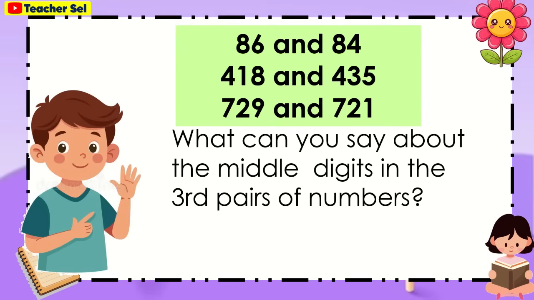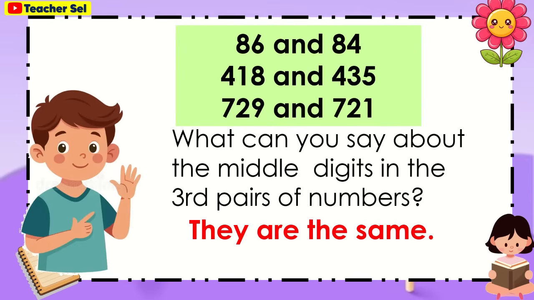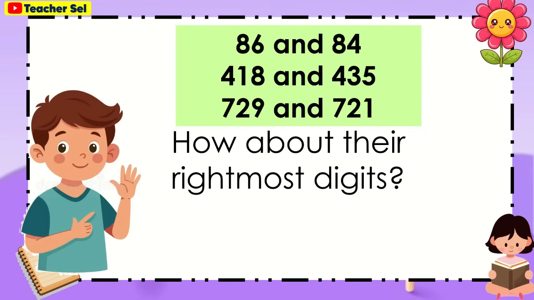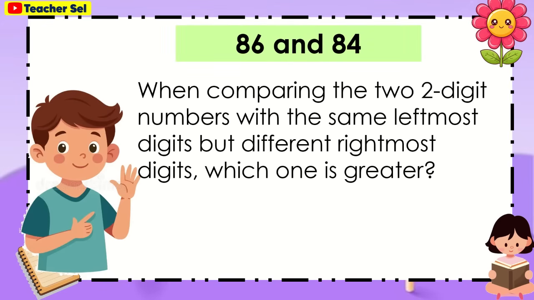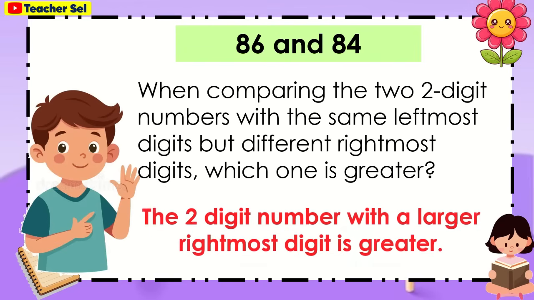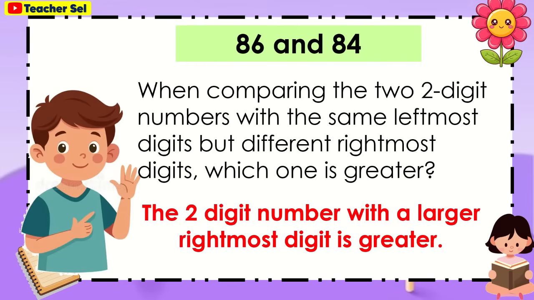What can you say about the middle digits in the third pair of numbers? They are the same. How about the rightmost digits? The rightmost digits are different. When comparing the two-digit numbers with the same leftmost digits but different rightmost digits, which one is greater? The two-digit number with a larger rightmost digit is greater, which is 86.